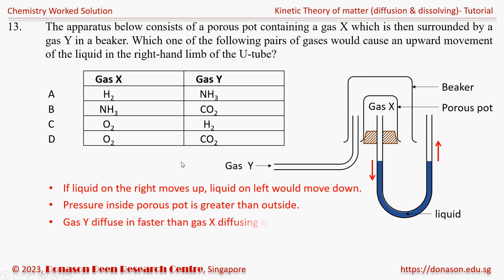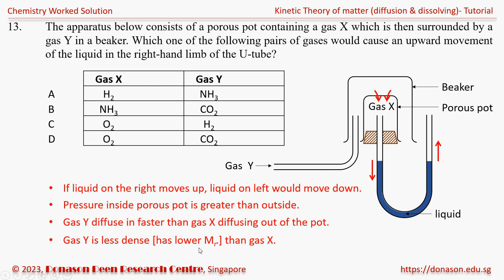Now, when would that happen? If gas Y diffuses in faster than gas X diffuses out of the pot. If gas Y goes in faster compared to the gas X coming out of the porous pot, that's when there will be extra gaseous molecules here and the pressure would increase and it will push down. Right? That's when it is going to happen. Now, for this to happen, gas Y must be less dense compared to gas X, which is inside the porous pot. Now, how do we determine which gas is less dense or more dense?